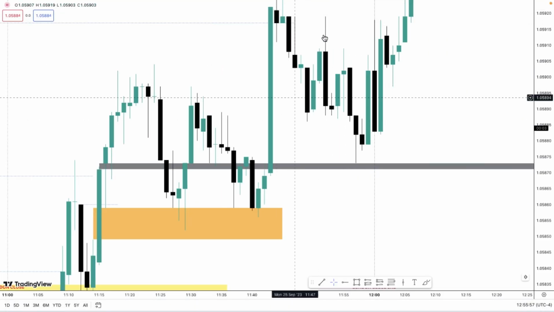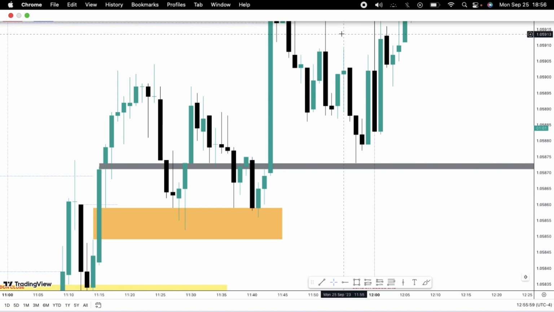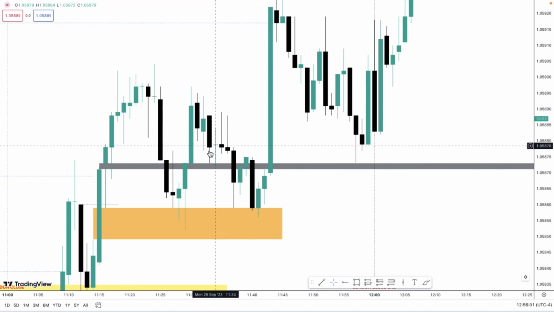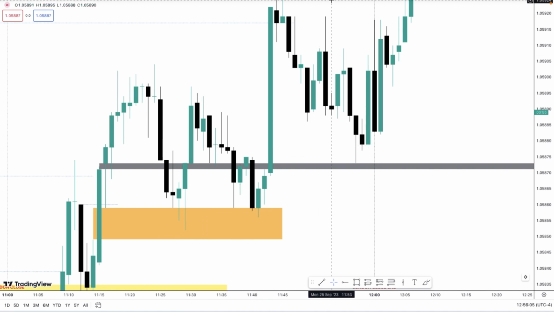Now I can see it clearly. Now I can see clearly. So that trade that I opened, I saw this fair value gap. I bought it. That's what happened.